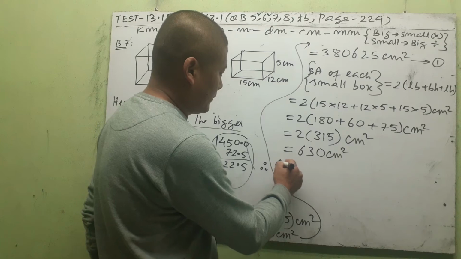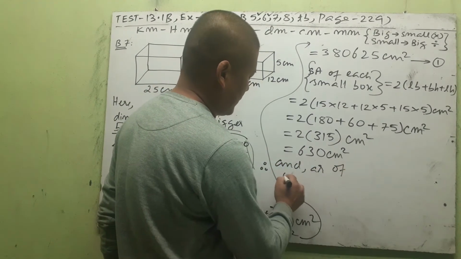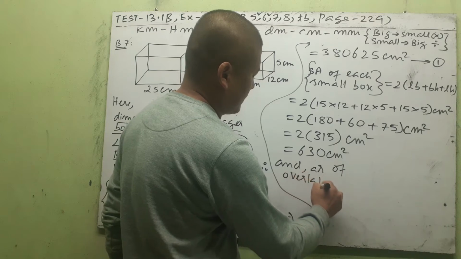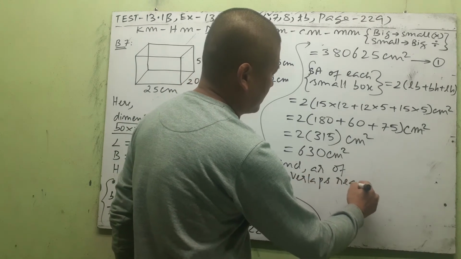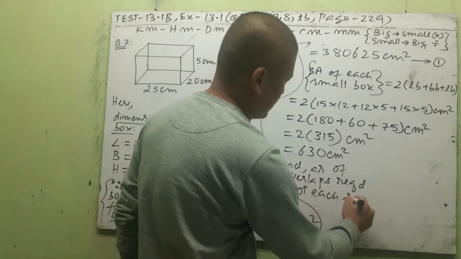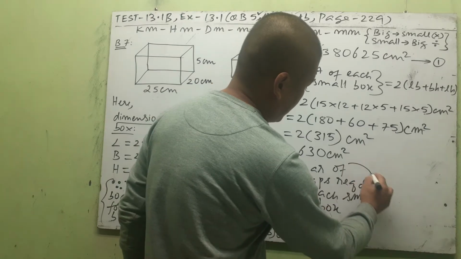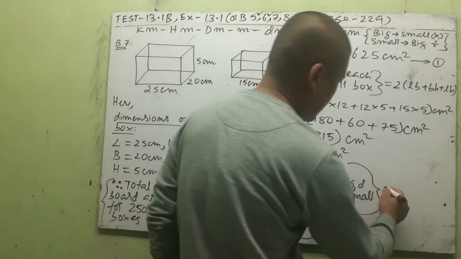And just like we did for bigger boxes, in the same way, the area of overlaps required for each small box. Area of overlaps required for each small box.